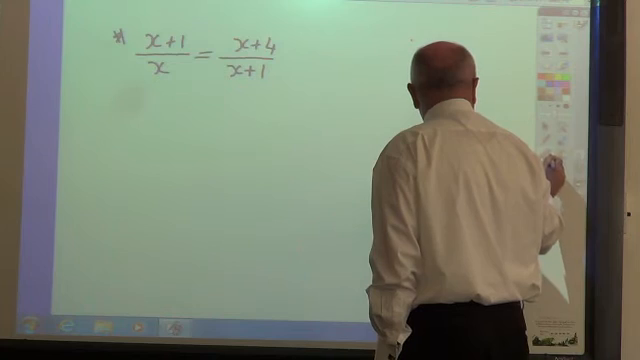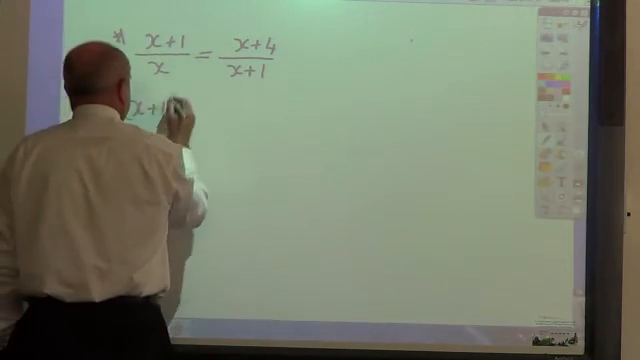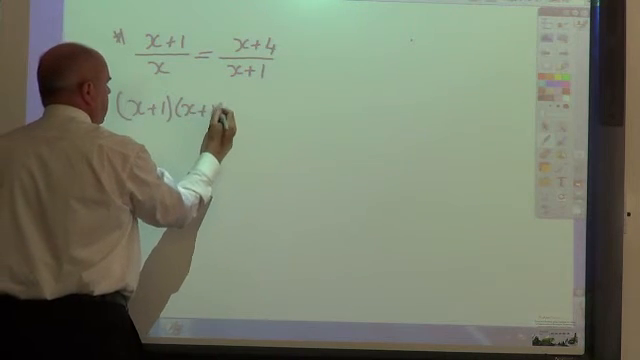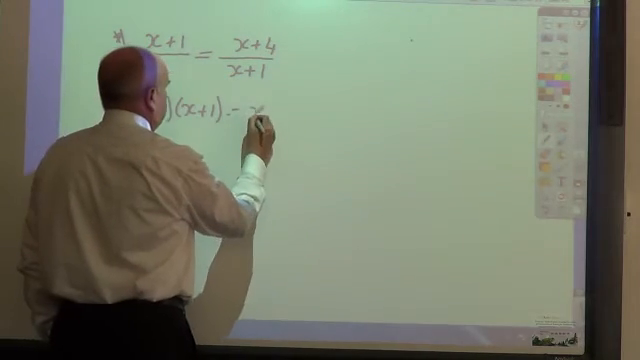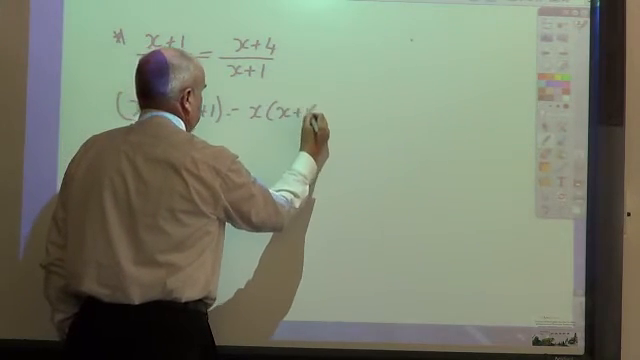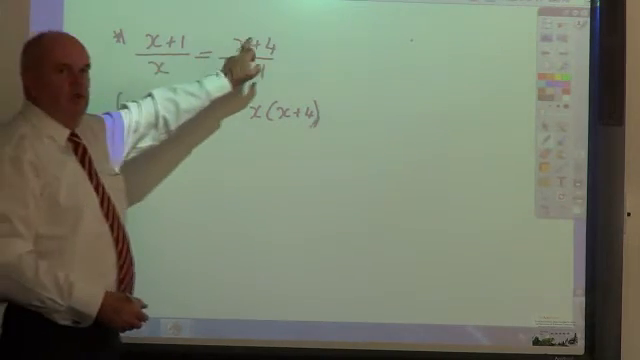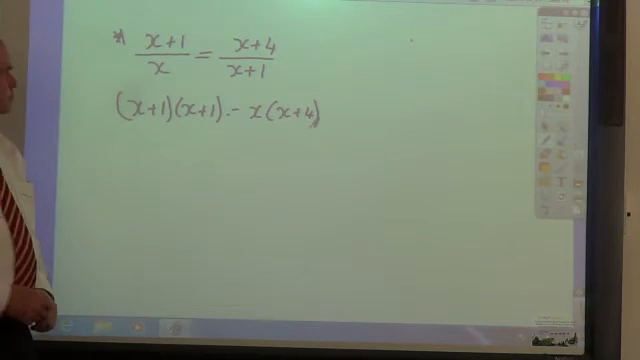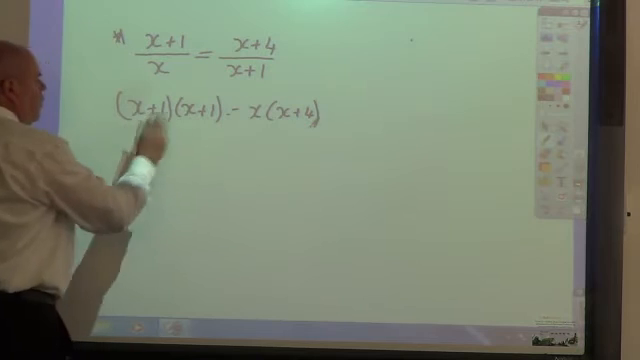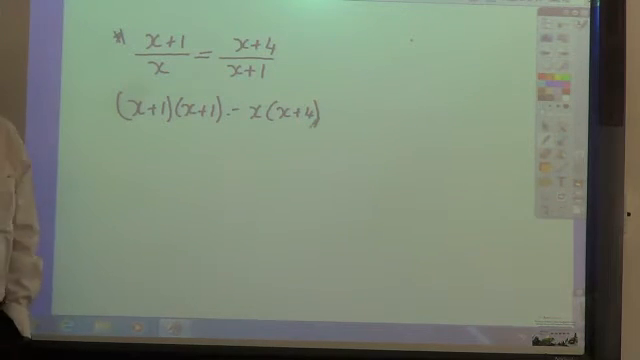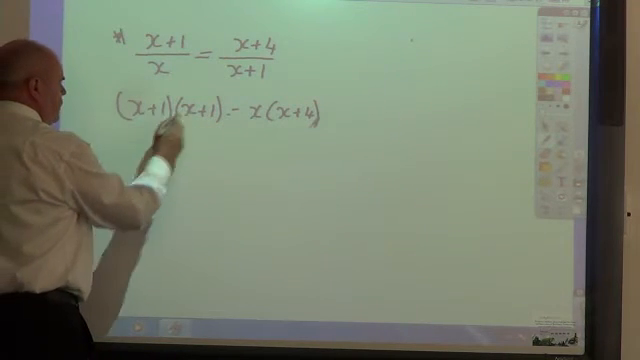Now what we're saying, gentlemen, is this. X plus 1 times x plus 1, now I do realise that's a perfect square, which will come in handy, must equal x times x plus 4. So all I'm saying is that times that must equal that times that if these fractions are equal. Okay, let's have a look and see what's going on. Well, it's a perfect square. I'm going to use the perfect square identity to expand this as opposed to FOIL.